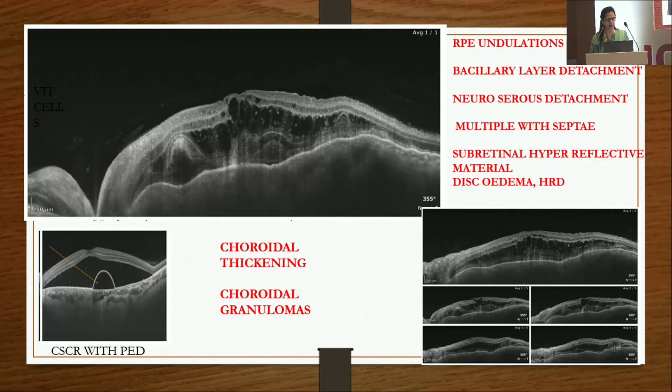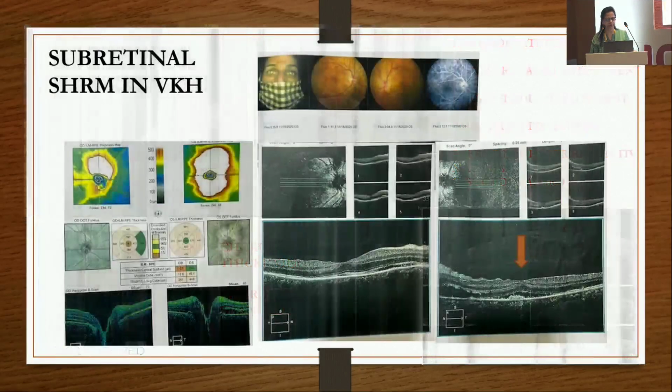As compared to bullous CSR, you can see the difference is remarkable. You don't see RPE undulations and hyperreflective materials and bacillary layer detachment in CSR. There is a clear fluid between the neurosensory retina in the area of detachment.